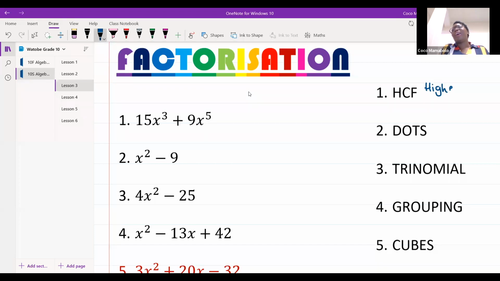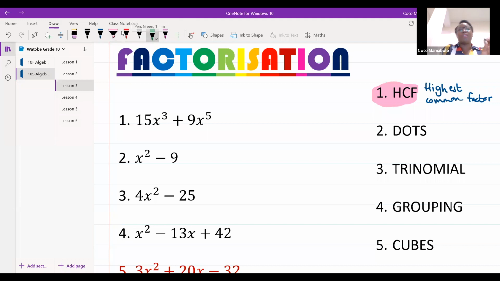Good. Okay, now the highest common factor is the one thing we're always going to look for. We're always going to look for the highest common factor first. Guys, every single time, even if we are looking at dots or trinomials or grouping or cubes, start by looking at if there is a highest common factor every single time. Sometimes you'll be looking at a question and you're like, hey man, this thing is not factorizing the way I know how to factorize. You'll find that it's because you need to take out a common factor first. So make sure that you're always taking out a highest common factor.